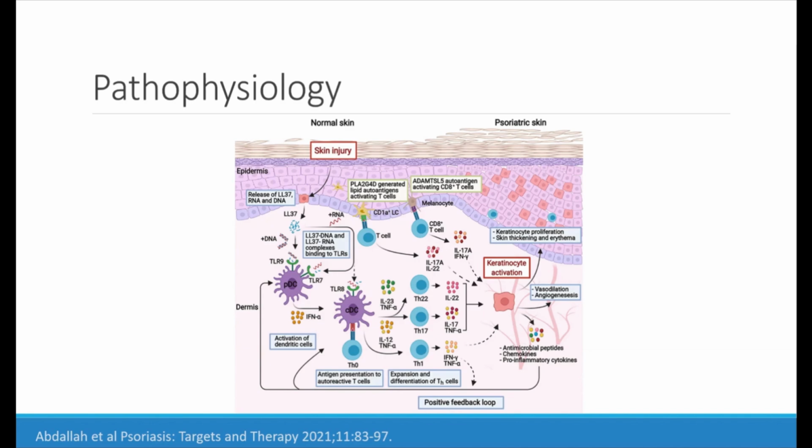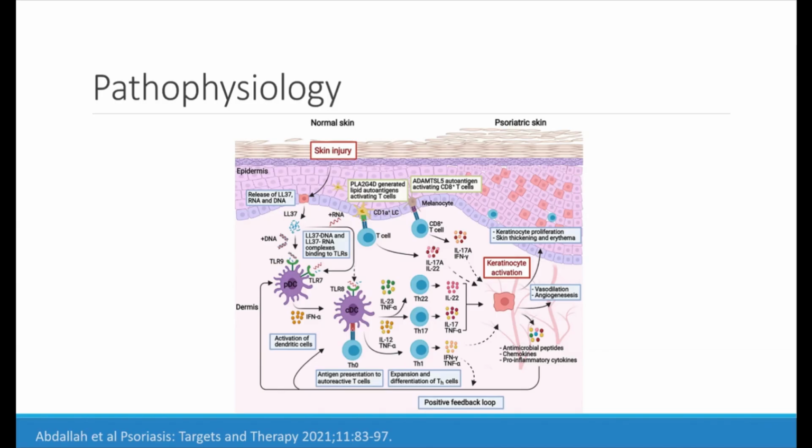And you can note here that the cytokines involved are interleukin-23, TNF-alpha, and interleukin-12. And then the cells involved are Th22, Th17, and Th1. And further to that, you get more release of cytokines, including interleukin-22, interleukin-17, TNF-alpha, interferon gamma. And this all leads to keratinocyte activation, which then causes proliferation of your keratinocytes, skin thickening and erythema, vasodilatation, angiogenesis, and there is a positive feedback loop.